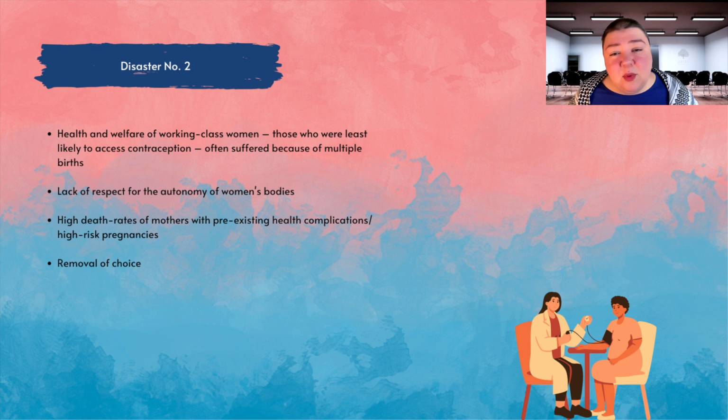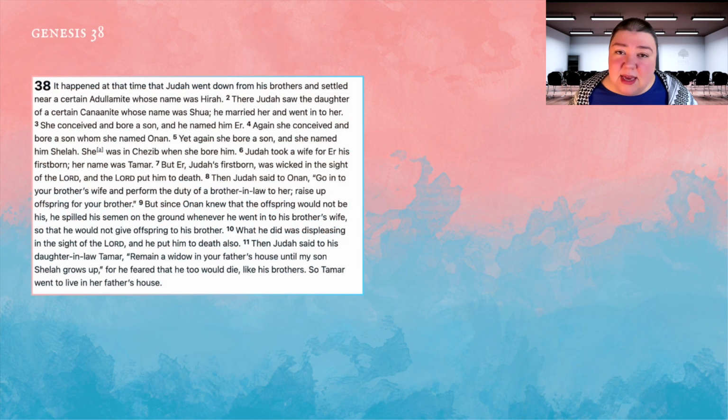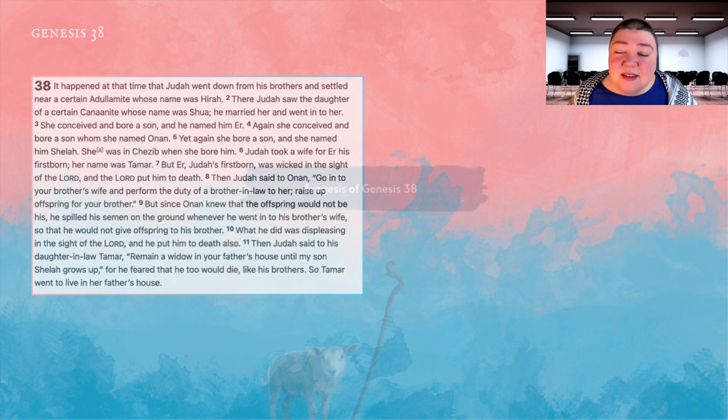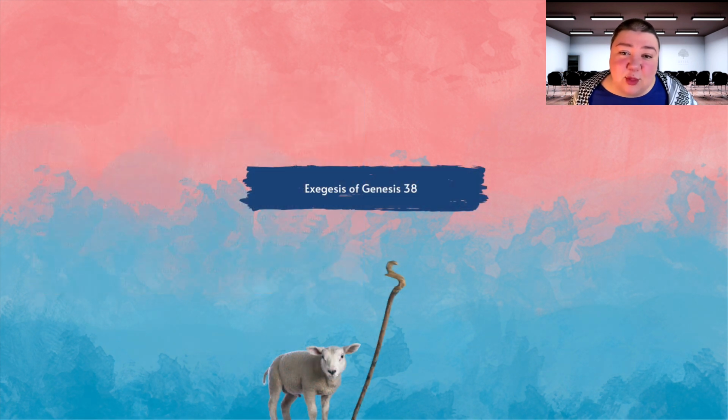Once again, we see the interpretation of biblical texts having massive real-life repercussions. A common interpretation of the story of Onan is that God struck him down because he wasted his seed. But let us have a second look at Genesis 38.